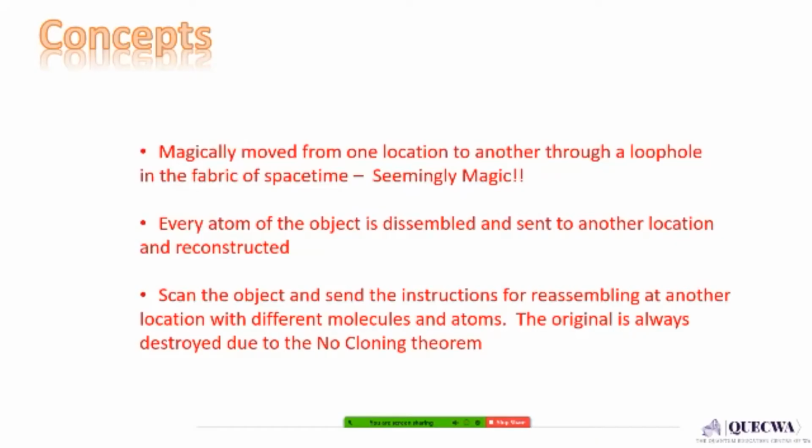So teleportation, what is it now? Look, there are basically 3 concepts, if you like, of teleportation. One is just where an object magically goes through a loophole in the fabric of space-time, and it's seemingly magic. That's not what we'll be doing, but that's one way it could be done technically. The second way is that every atom, and this is the Star Trek way, every atom of the object is disassembled and then sent to another location and reconstructed.